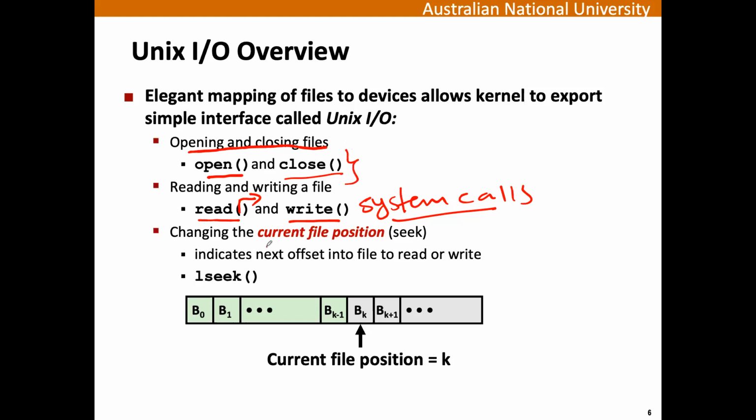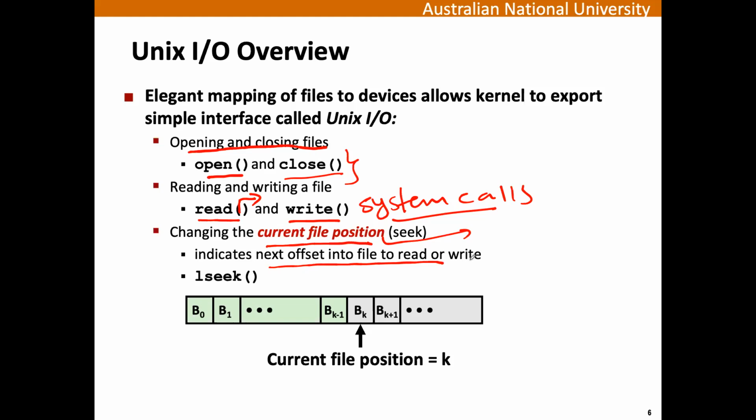Each file has a file position. So this is more like a pointer to a specific location in the file. And each time we do a read or write, the file position is adjusted accordingly. It indicates the next offset into the file to read or write. So if you do a bunch of reads, the offset keeps incrementing. And when you do a subsequent read, the kernel knows where the offset is.